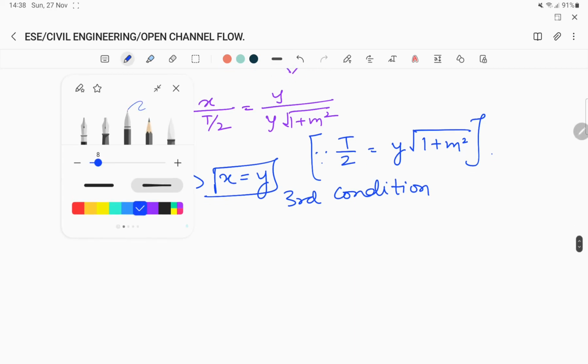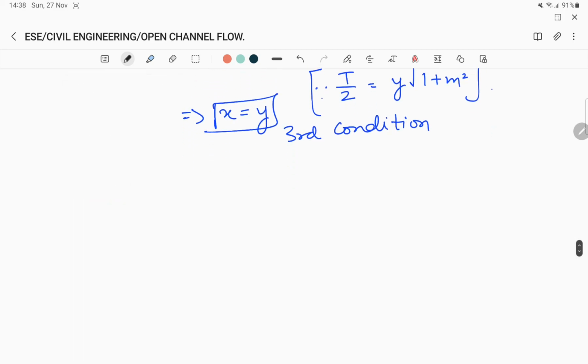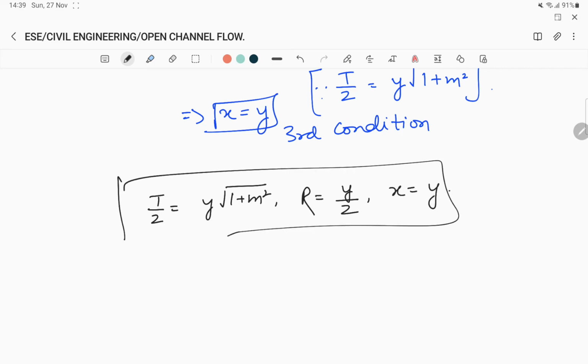So let me summarize this for you. The first condition was T by 2 is equal to y under root 1 plus m square. The second condition was R should be equal to y by 2, and the third condition was x should be equal to y. Inscribing a circle should be there. So regarding case 2, when the side slope is varied, we will see that in our next video.